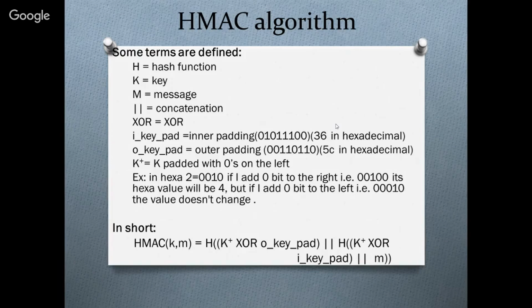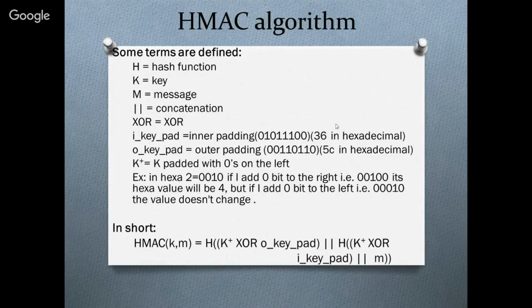As I've told, if the length of the secret key is greater than B, there is no need for padding. If it is less than B, then you add zeros onto the left-hand side of your key value. That new key will be considered as K plus. Why do we have to add zeros onto the left? As an example, in hexadecimal, 2 is represented as 0010. If I add a 0 bit to the right, that is 00100, its value becomes 4, so the value itself gets changed. But if I add zeros to the left of your information, the value doesn't change. So the padding concept goes on with adding zeros to the left, and that new key value is considered as K plus.